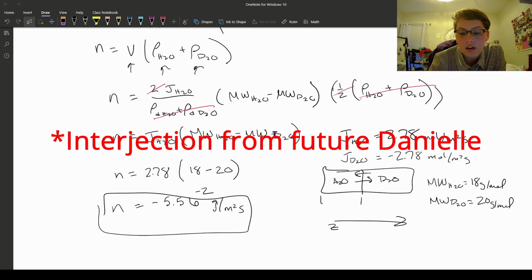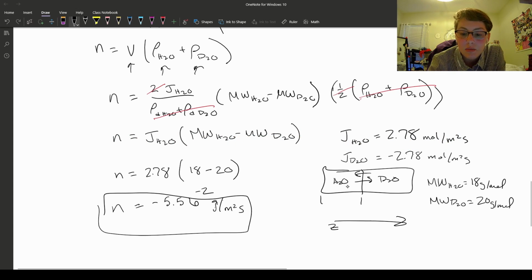So let's look at our capillary system. We already mentioned that it's a closed system. We have H2O molecules moving to the right in the positive z direction, and D2O molecules moving to the left in the negative z direction. We also mentioned that the total molar flux is going to be equal to 0 in order to avoid a buildup of materials, because we know that the capillary, as it starts mixing, is going to want to go to equilibrium.